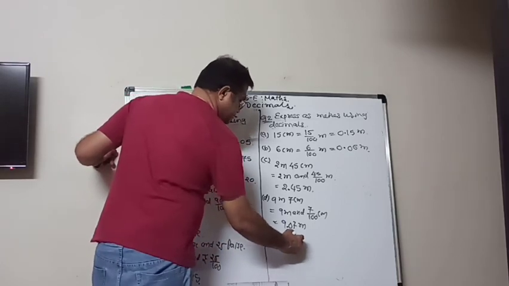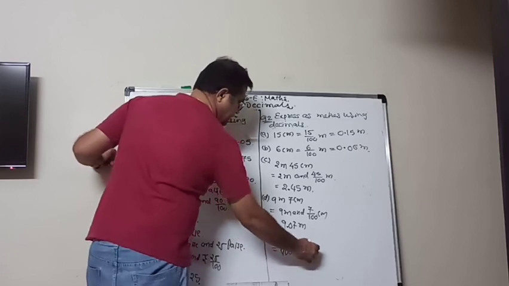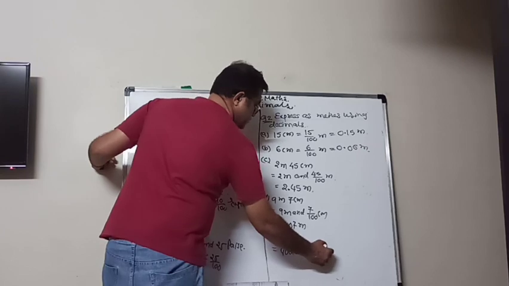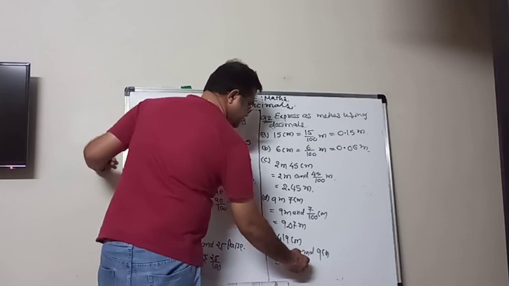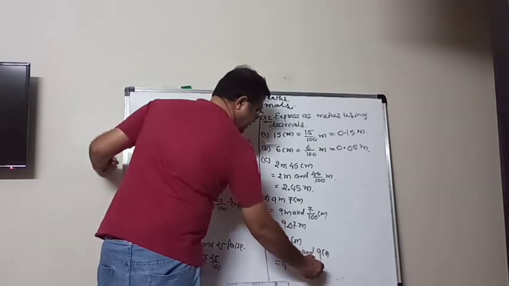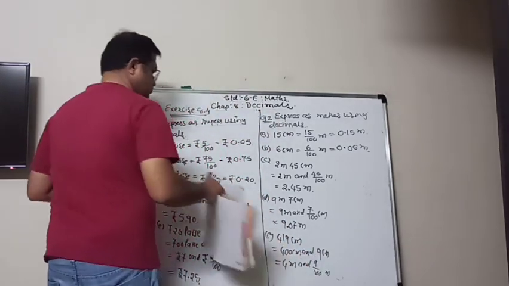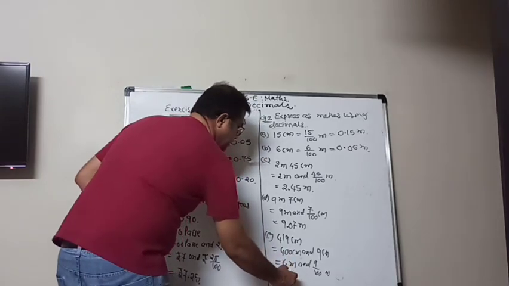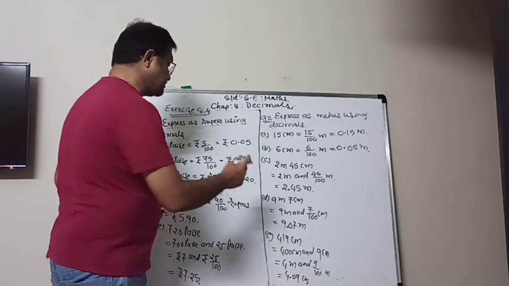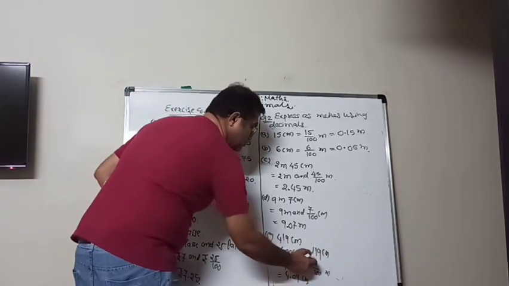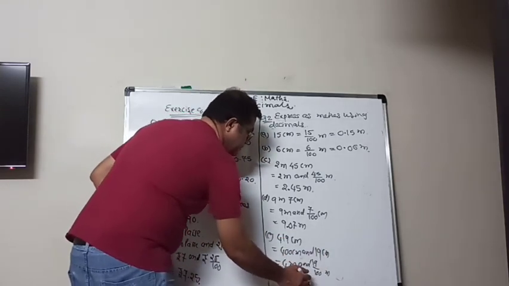Last is 419 centimeter. So that is 400 centimeter and another 19 centimeter. Now 400 centimeter makes 4 meters and 19 upon 100 meter. So by using decimals, you write it as 4.19 meters.